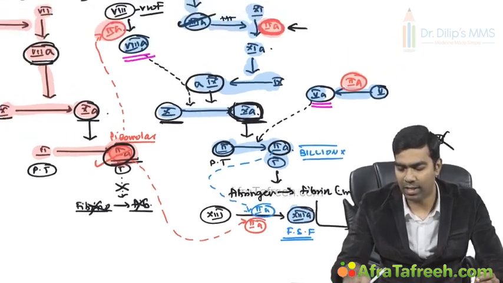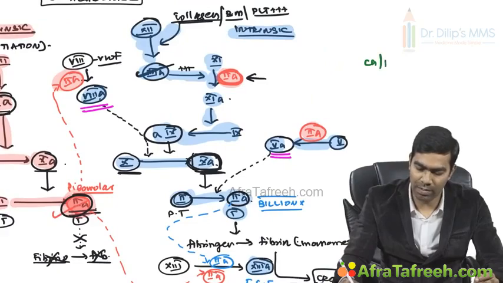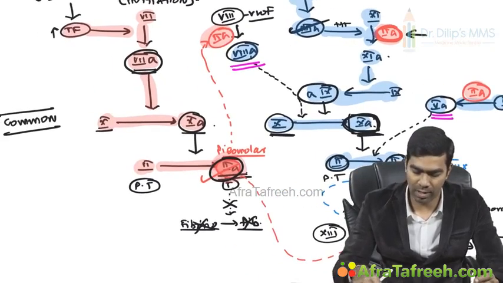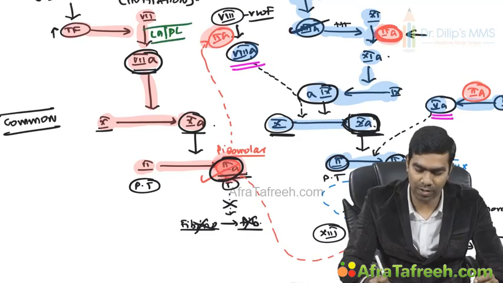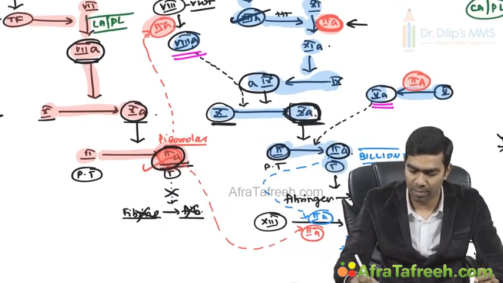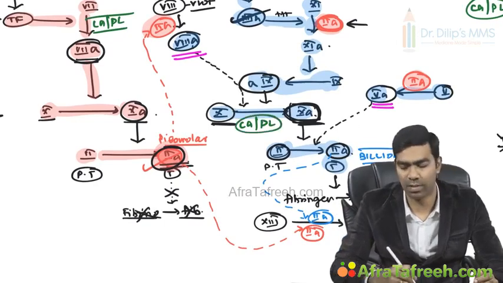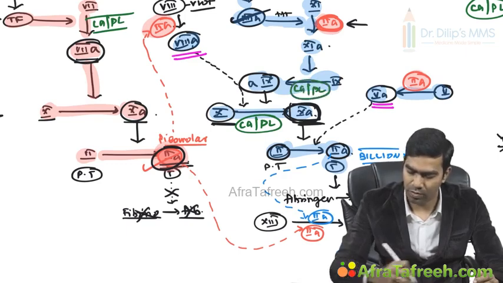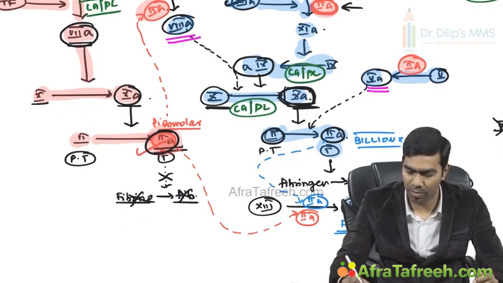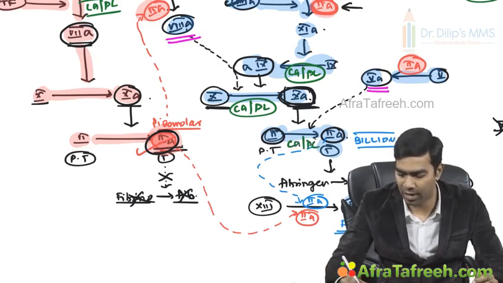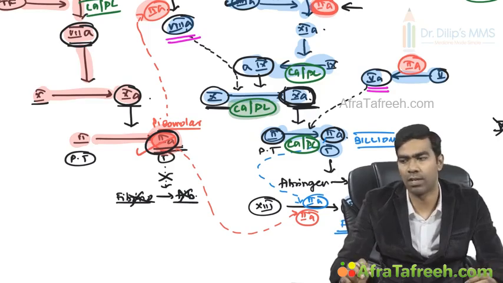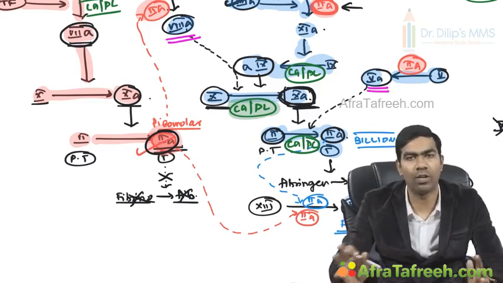Apart from that, you need another thing for this clotting system, which is calcium and phospholipids. Where do you need calcium and phospholipids? You need them at this step, conversion of 7 to 7A. For activation of 7, you need calcium and phospholipids. Similarly, for activation of 10, activation of 9, and conversion of prothrombin to thrombin, you again need calcium and phospholipids. But where you need calcium and phospholipids the most, if they ask you, is the 10 to 10A conversion. That is where they are of tremendous importance.